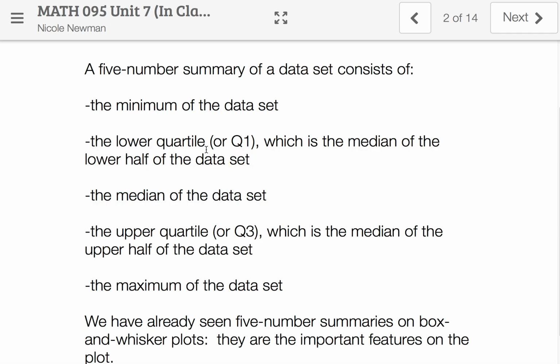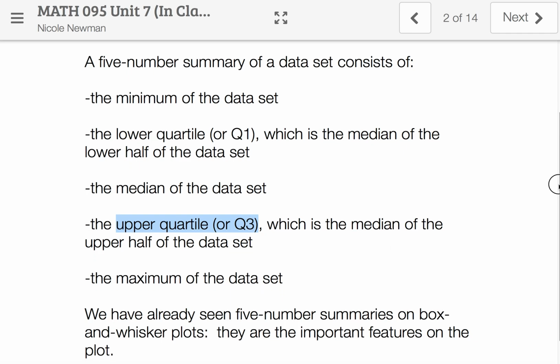Finding the lower quartile, or Q1, or the first quartile, or the 25th percentile, those are all the same meaning. This will be the median of the lower half of the data set. And then by symmetry, the upper quartile, or the third quartile, or the 75th percentile is the median of the upper half of the data set. And we'll practice finding all of these features on an example data set next.